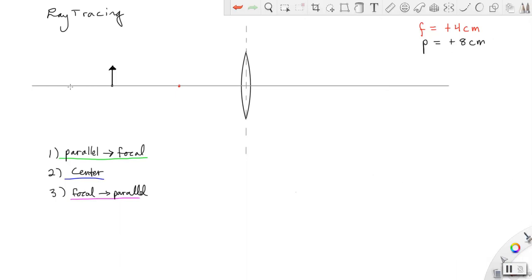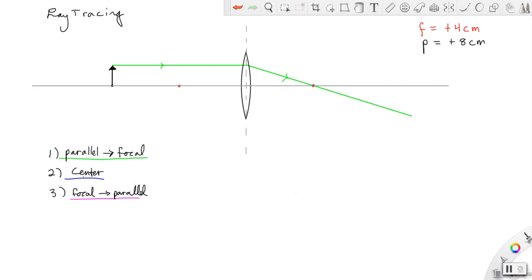Okay, so parallel to focal, remember that when I say parallel, I mean parallel to the optical axis, so that's the way we're going to go about this. Now first off, we have a focal point here, but we need another one over on the other side. Okay, so we take from the tip of the object a parallel ray, and when it encounters the optical plane, it will be focused toward the focal point. Okay, that's our first ray.